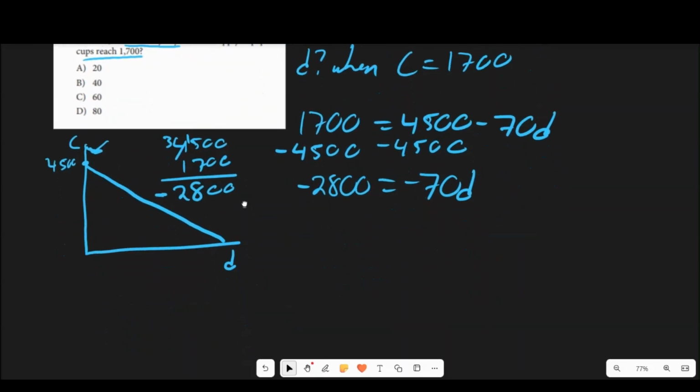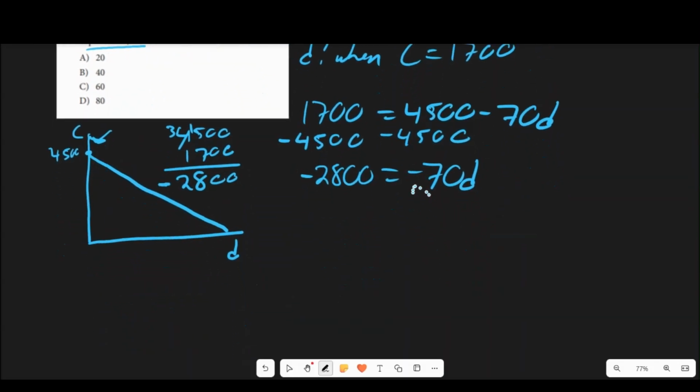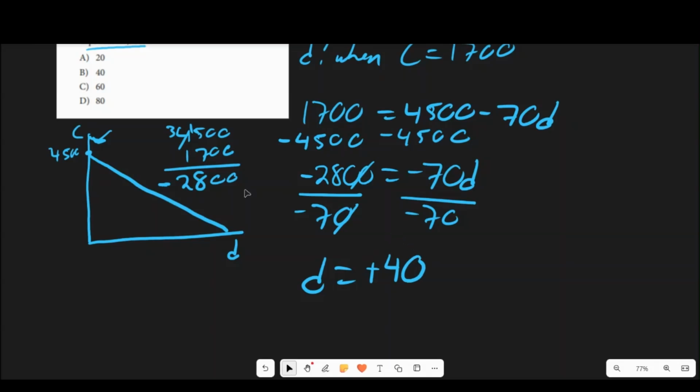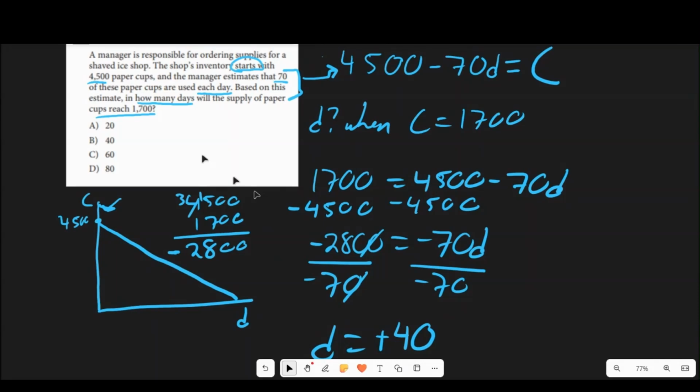So anyways, now we have minus 2,800 is equal to minus 70D. We divide both sides by minus 70, and then we get D on one side. I just flip the equation, and then we can cross out the zeros. So minus 280 divided by minus 7. Well, I know that 7 times 4 is 28, so this is going to be 40. We have a minus and a minus, so that makes a plus. So we know that in 40 days, our number of cups will be diminished to 1,700 remaining cups. Is 40 one of our answer choices? Right here, it is B.